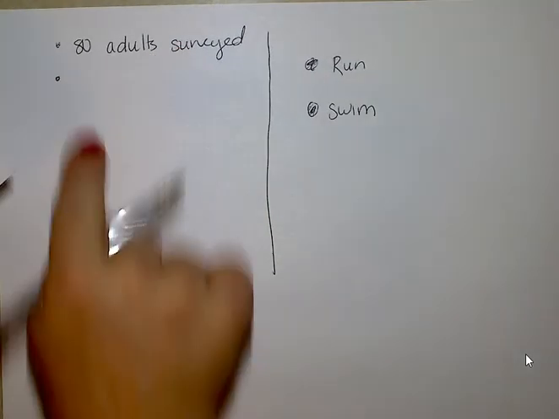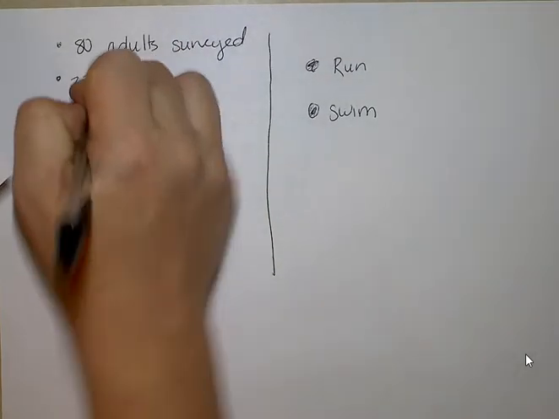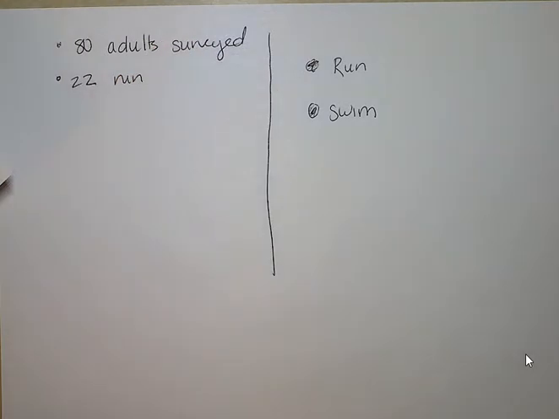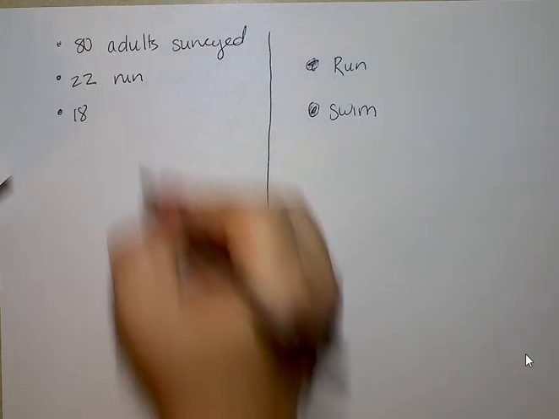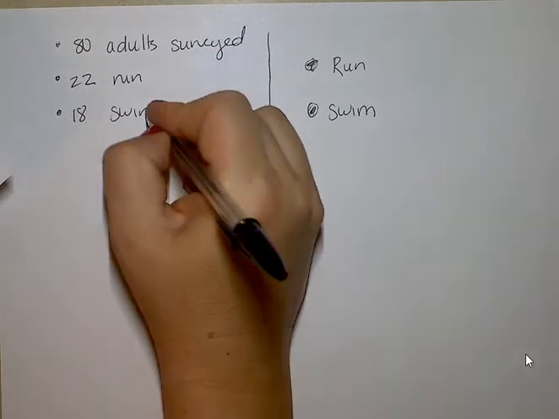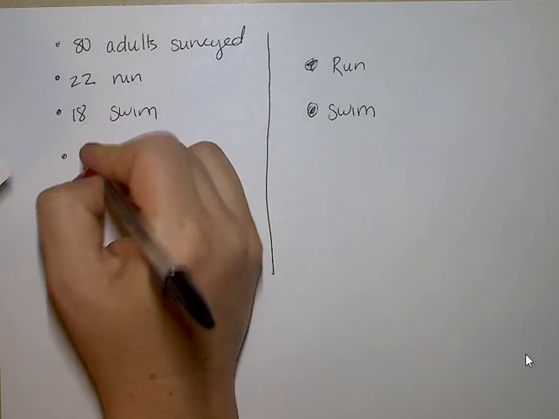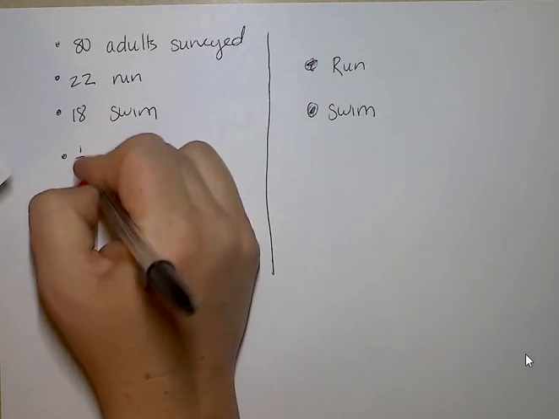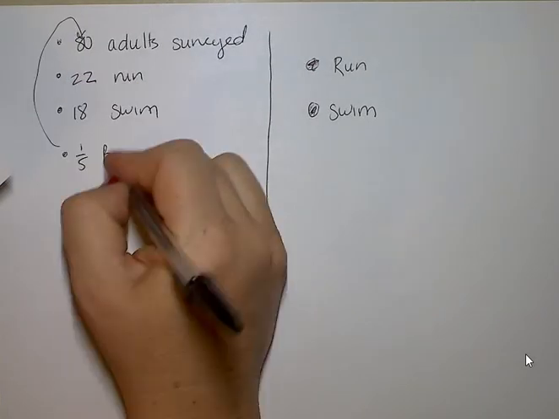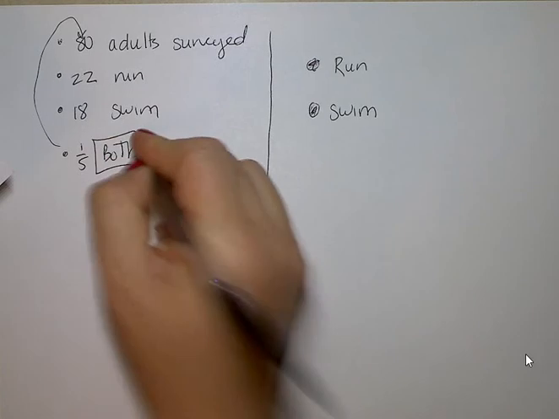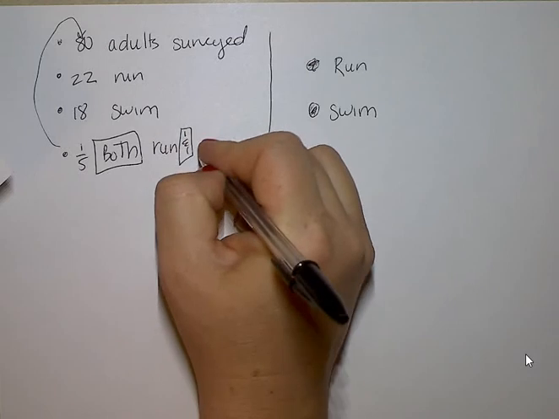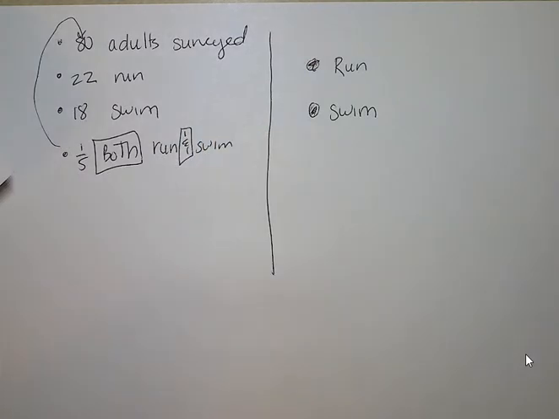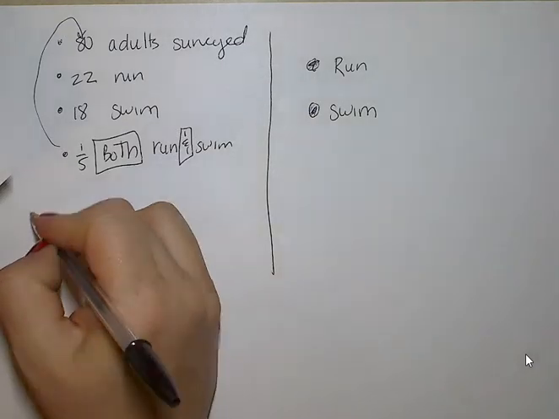All right, so we have 80 adults surveyed. Of the 80 adults, 22 state that they run on a regular basis for exercise. 18 state that they swim on a regular basis for exercise. 1/5 of the 80 say they both, that's the key, they both run and swim on a regular basis for exercise. And then please write down the question with me.